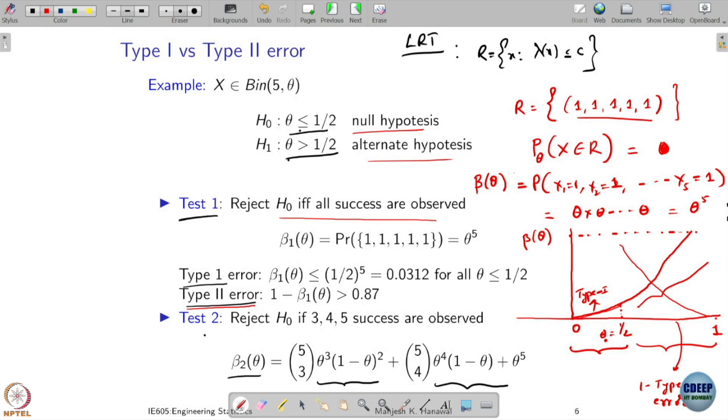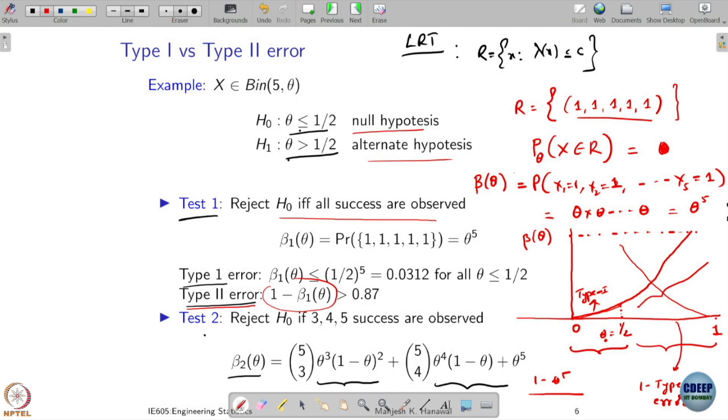Right, this is basically 1 minus theta to the power 5. Beta 1 of theta is anyway defined for every theta, and that is theta to the power 5. And since beta 1 of theta is increasing in theta, when theta becomes the largest value 1, it will take the smallest value, that is going to be 0. That means there won't be any type 2 error if theta is already 1, right?